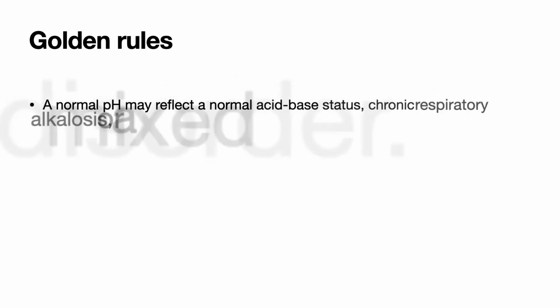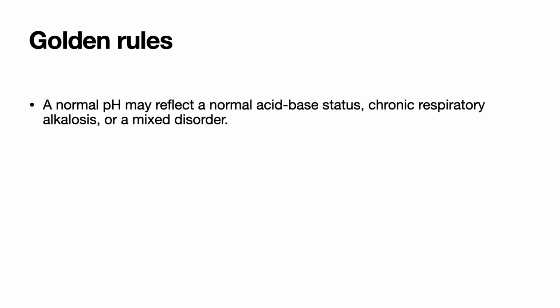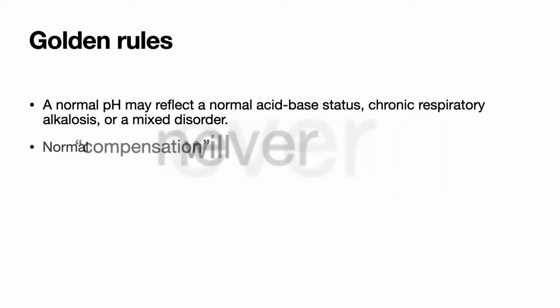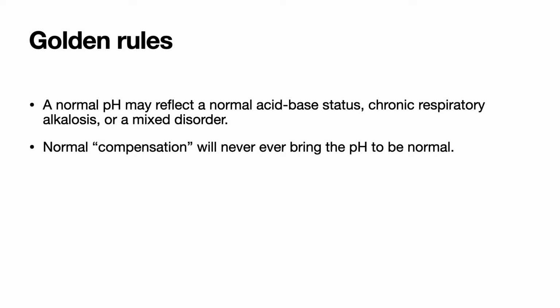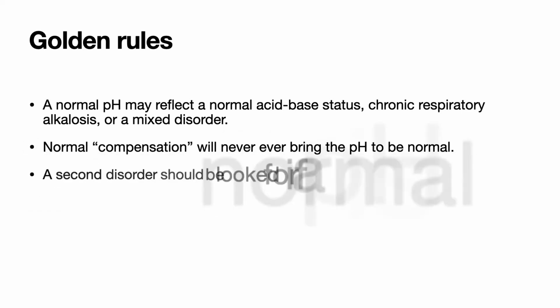Now we are going to talk about certain golden rules. So the first thing is that a normal pH may just reflect that the patient is normal. Also, chronic respiratory alkalosis may have a normal pH. And of course, a mixed disorder. This is very important because mixed disorders are very common when we see a normal pH. A normal compensation will never ever bring the pH to normal. And this is very important to remember.